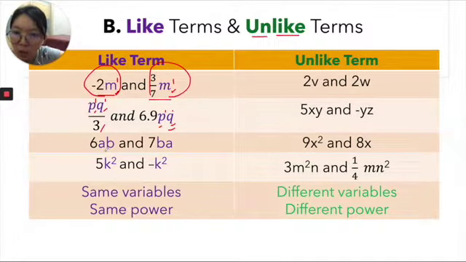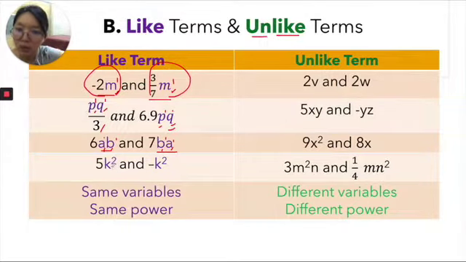Next, I have A, B, and I also have A, B here. Although they are not in the same sequence, A appears one time, A appears one time, B appears one time, B here also appears one time. So yes, they have the same variable. Check for the power: power 1, power 1, power 1, power 1. So 6AB and 7BA, they are like terms.